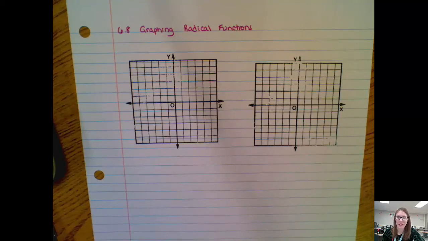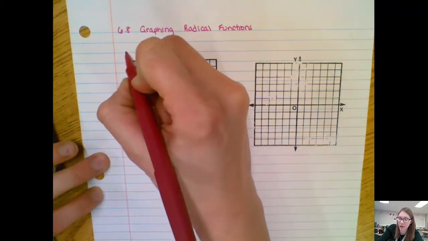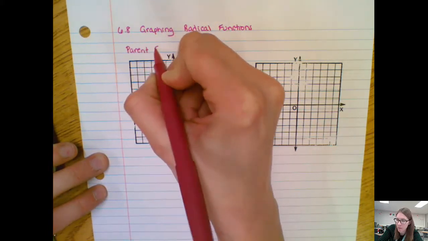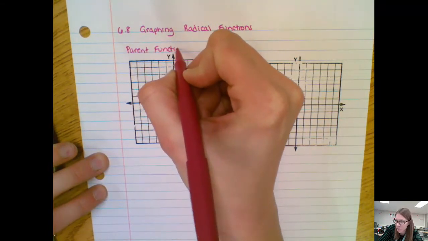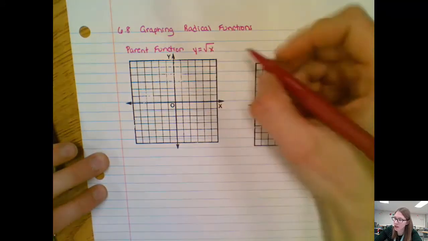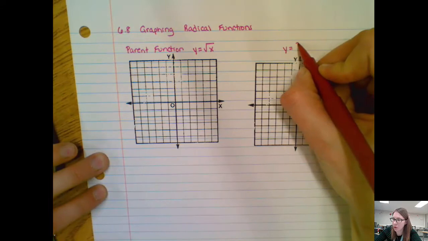The last section here in chapter 6, we are going to graph radical functions. Now, we know what quadratics look like. We know what parabolas look like. In the same way that we can transform them in absolute value graphs, we can also transform our other parent functions with radicals. And those two parent functions are y equals the square root of x and y equals the cube root of x.